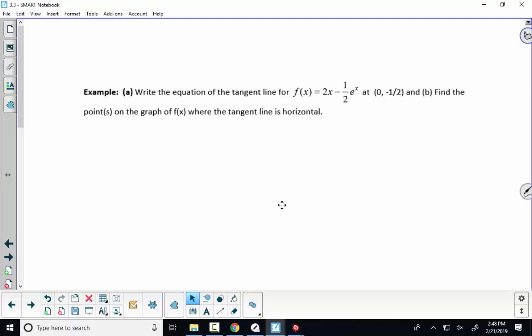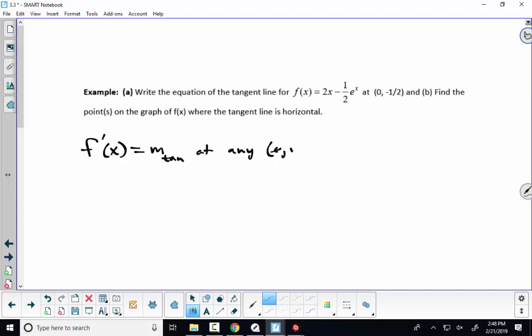Okay, so first example: write the equation of the tangent line for the given function at the given point, and then find the point or points on the graph of f of x where it has a horizontal tangent, or where the tangent line is horizontal. So when we see this, equation of the tangent line, what do we need? We need the slope of the tangent line. How do we find the slope of the tangent line? Take the derivative. So the first thing we need to do is find f prime of x. Remember, this is the slope of the tangent line at any point x, y on the original function.